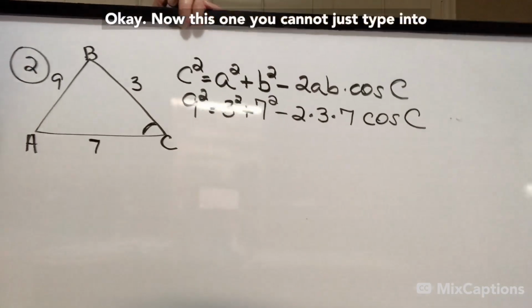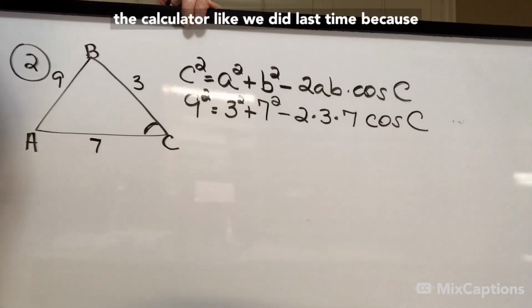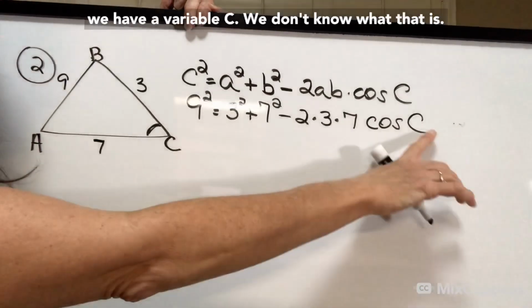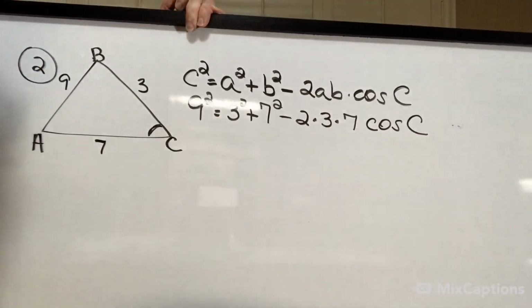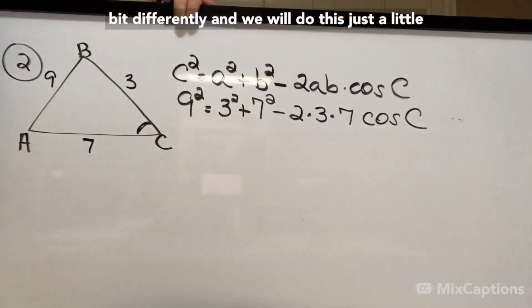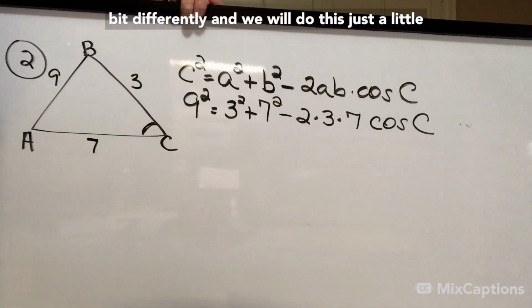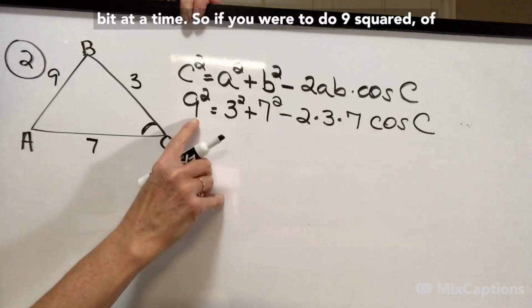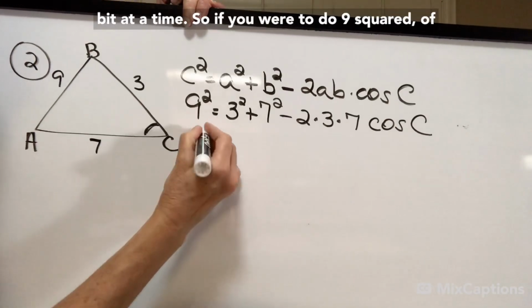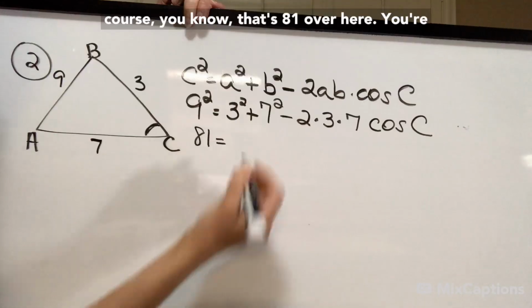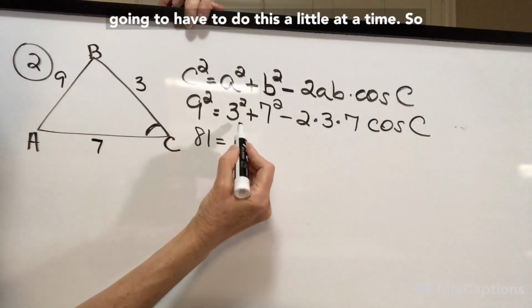Okay, now this one you cannot just type into the calculator like we did last time because we have a variable C. We don't know what that is. So we're going to have to go about this one a little bit differently, and we will do this just a little bit at a time. So if you were to do 9 squared, of course you know that's 81. Over here you're going to have to do this a little at a time.